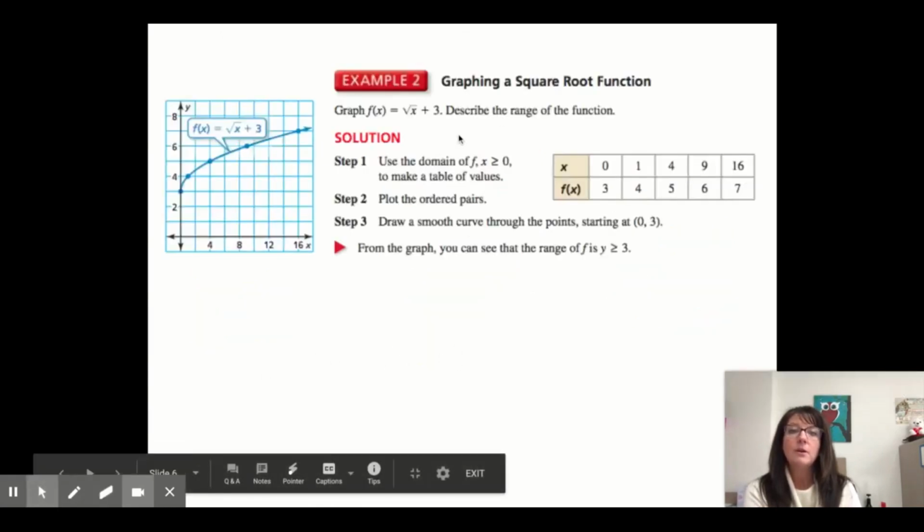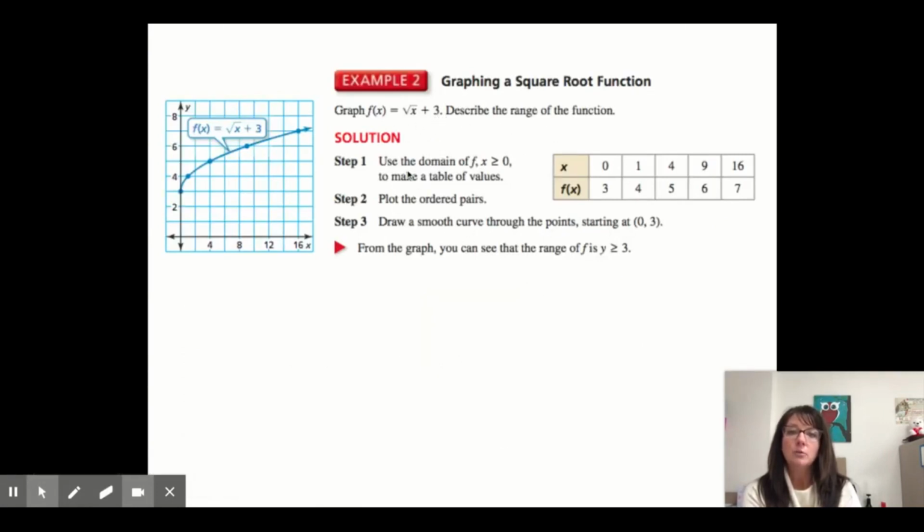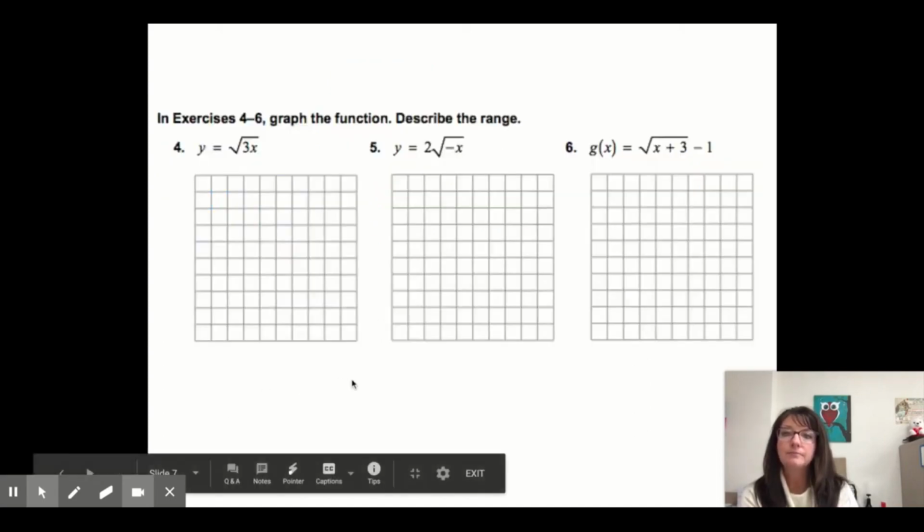So to graph them, we'll describe the range after we're done graphing. So we go ahead and use the domain, right? So we know if we have the square root of x, we want x greater than or equal to 0. Pick some values, 4 or 5, usually good. Substitute those in, solve for f of x or y, plot the ordered pairs, draw your smooth curve starting at your starting point. And then to describe the range, go to that starting point, and then y would be greater than or equal to 3 in this case.